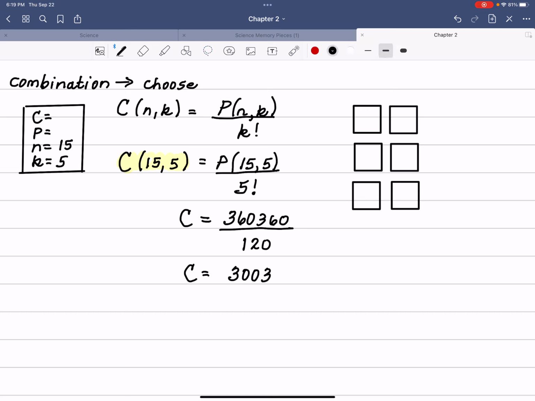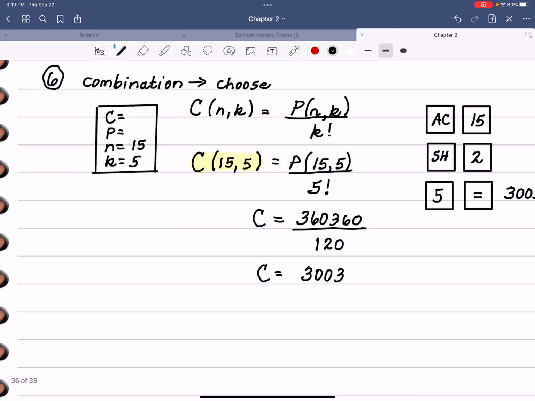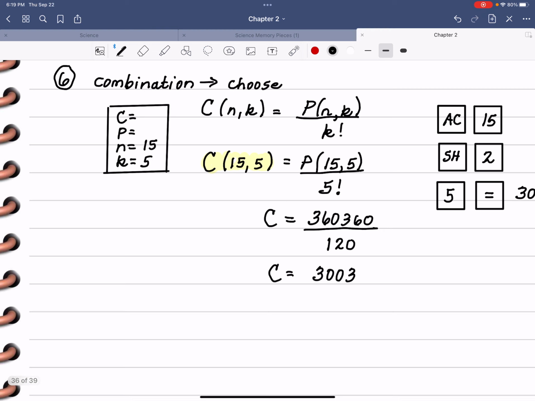So we're going to put in all clear, the N value, shift, and this is the combination function, so that's 2. Then the K value and equals. All clear, 15 shift 2, 5 equals 3003. So that just confirms that my formula was correct, but again, the answer we want is C for this one.